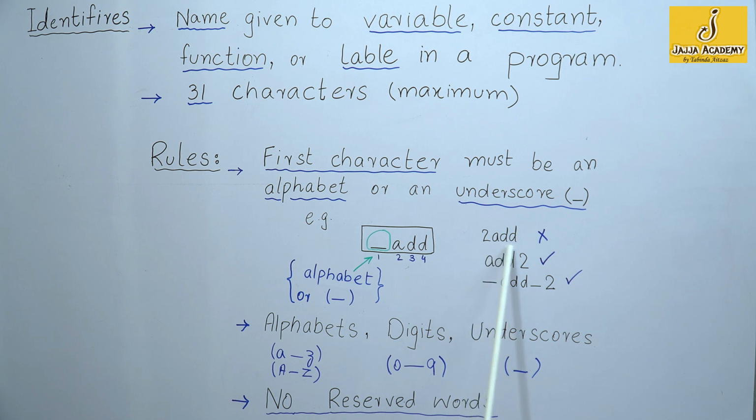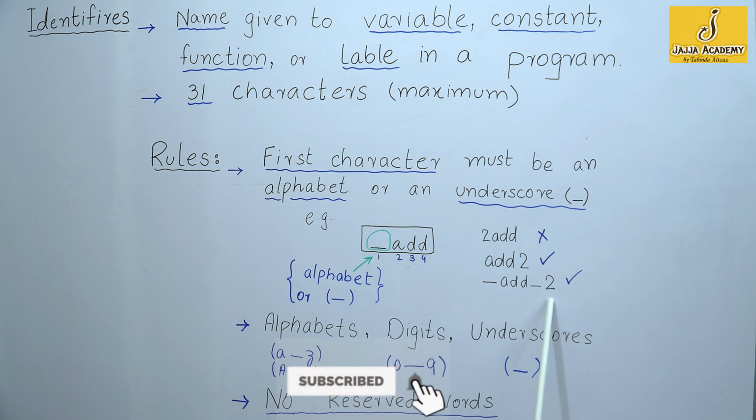This example is wrong. The next example is add2. This is a combination of alphabets and a digit. The first letter of this variable is an alphabet, so this is a correct form of identifier's name. In my third example, I have placed 2 underscores, and this example is a combination of underscore, alphabets and a digit. So this is also allowed in C language because I have written 2, or digit, not at the first place but at the end of the variable's name.